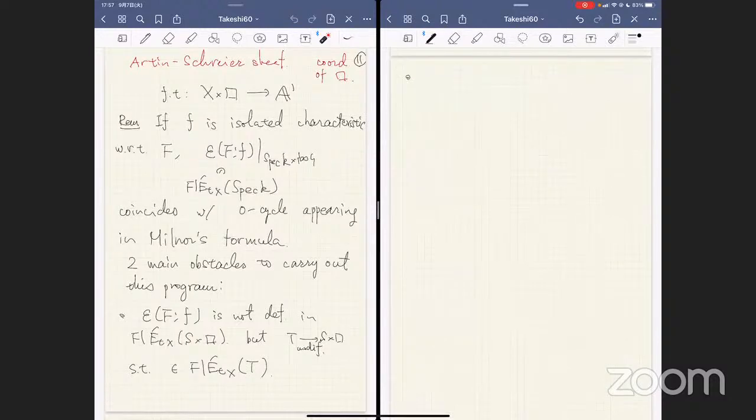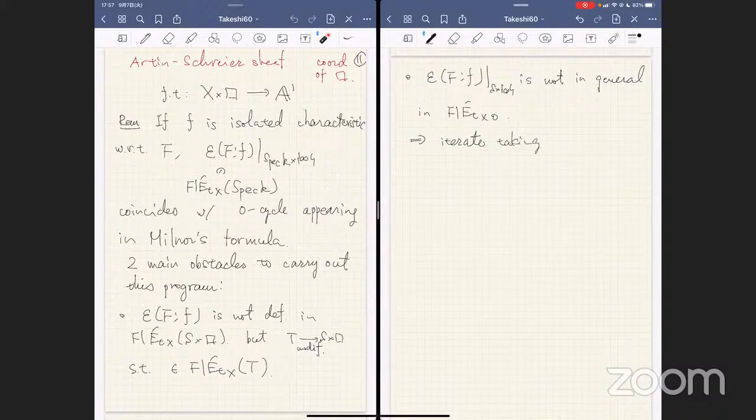And another issue is that this F is not in general restricted to the infinity. It's not in general in the zero dimensional part. So the idea is to iterate this procedure. So I iterate, taking this E of some fg, and then I take another E of some other function h, and so on.